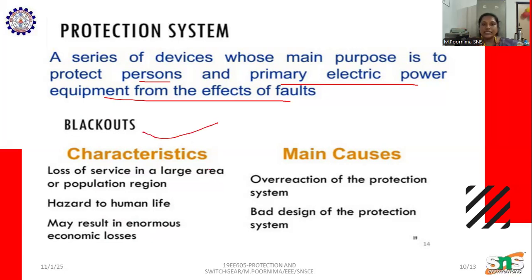Next, blackouts. What is the characteristic? It is a loss of service in large areas or population regions. The main cause is overreaction of protection schemes, and it is a hazard to human life and may result in enormous economic losses. The main cause that happens here is bad design of a protection system.